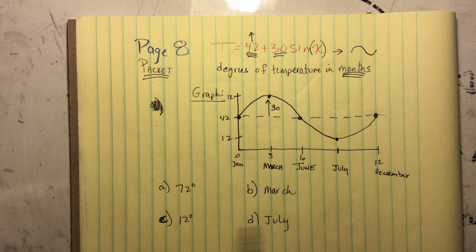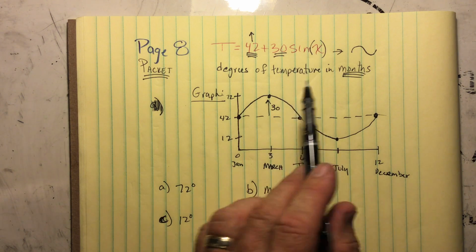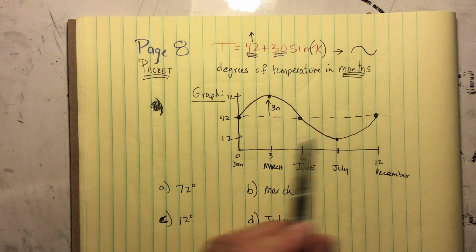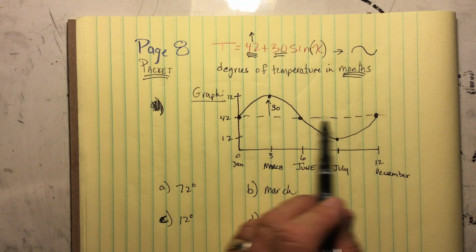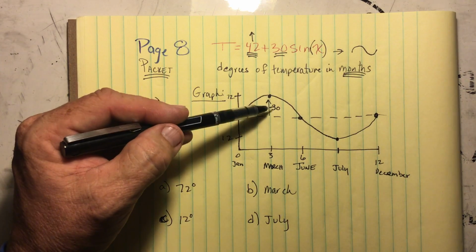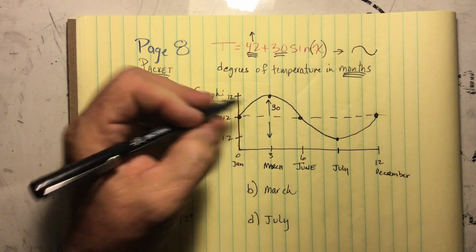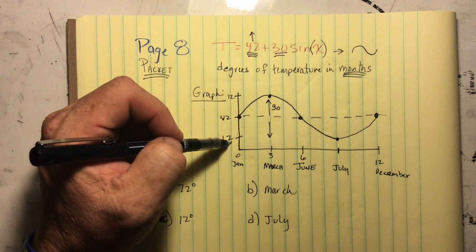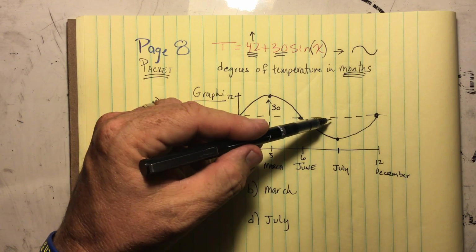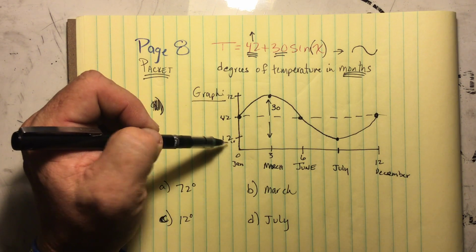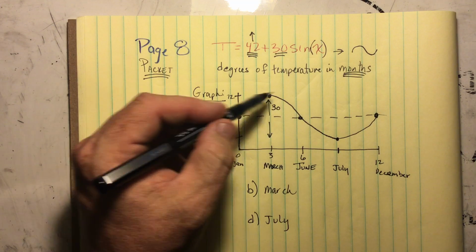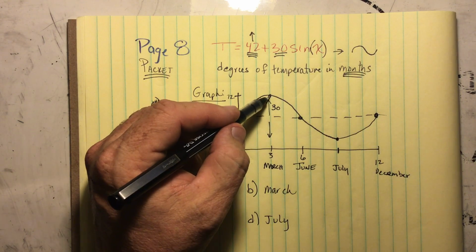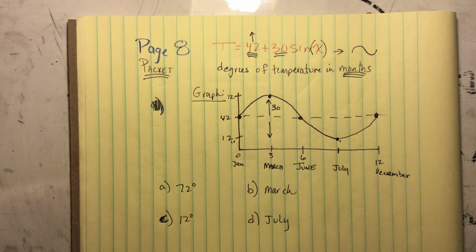So even though the months are a little bit weird for us, this tells us it's a sine graph. It has a midline of 42, has an amplitude of 30. So to find our maximum and minimum, we're going to go midline plus amplitude. To find our minimum, we're going to go midline minus amplitude. And then since it's a sine graph, we know that our peaks are here and here. So we're able to answer our questions, and that's page 8.